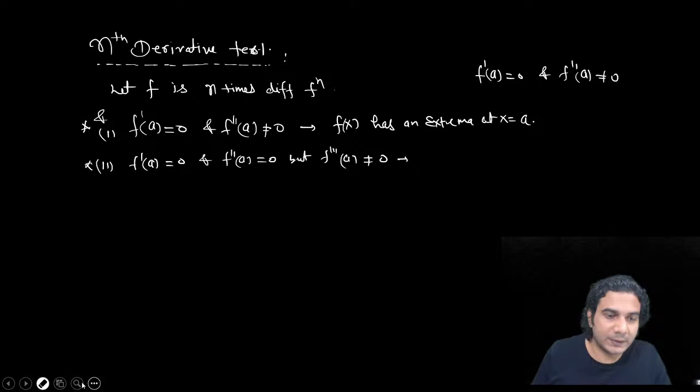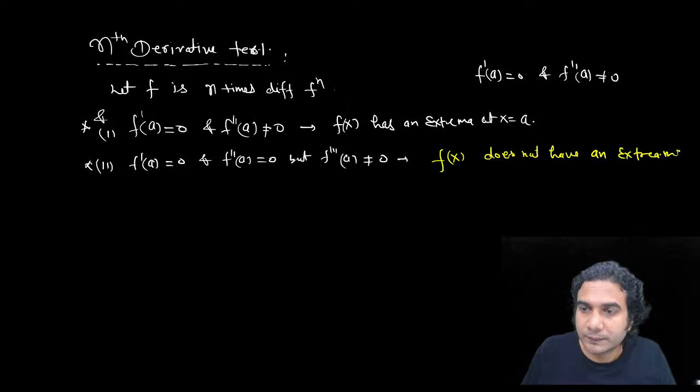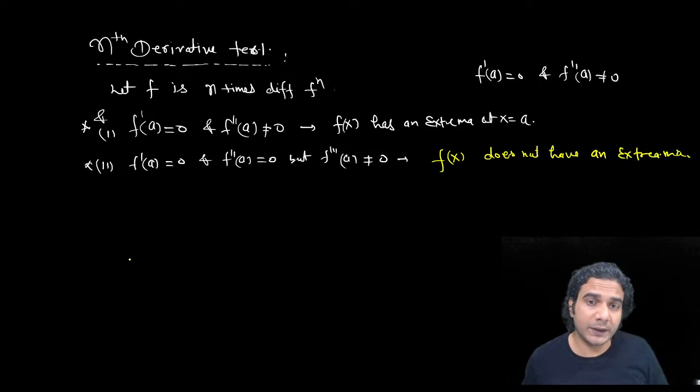I'll try to explain this part, okay? Then f(x) does not have an extrema, okay? First, I'll explain this and then we'll go for the fourth derivative also. Fifth, if third becomes 0, then what will happen?